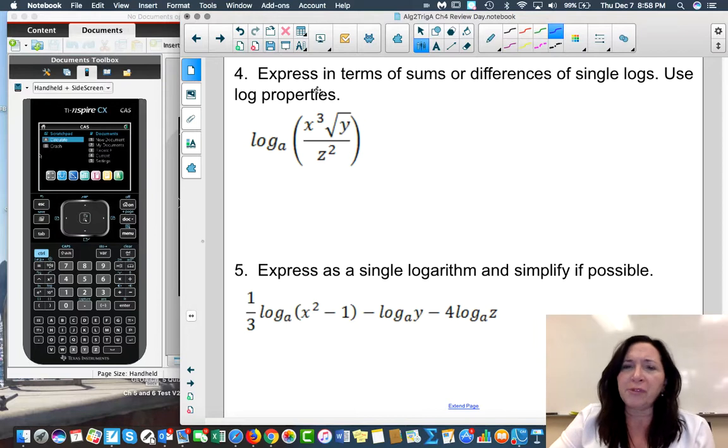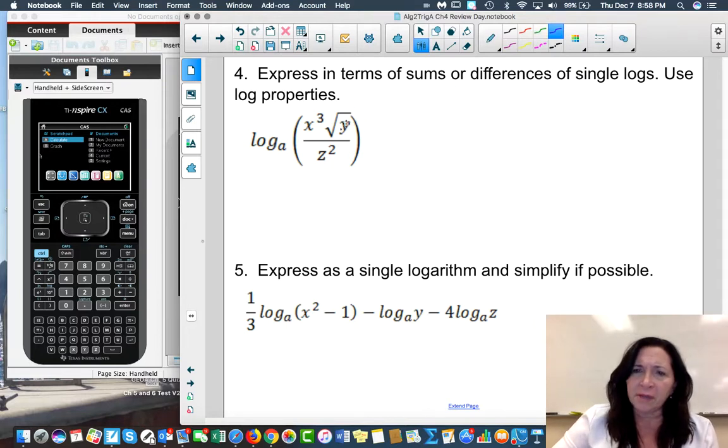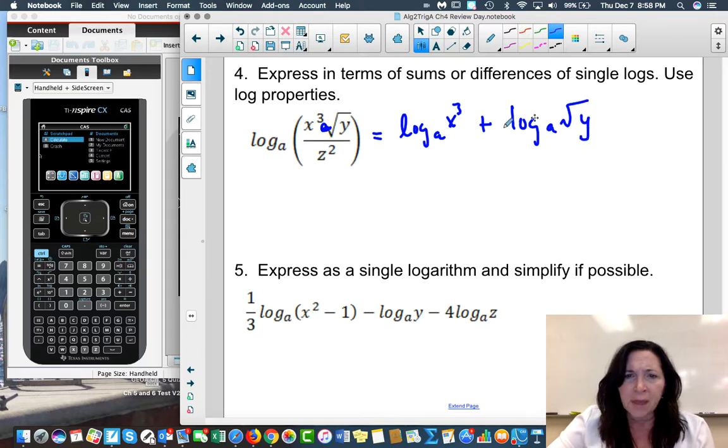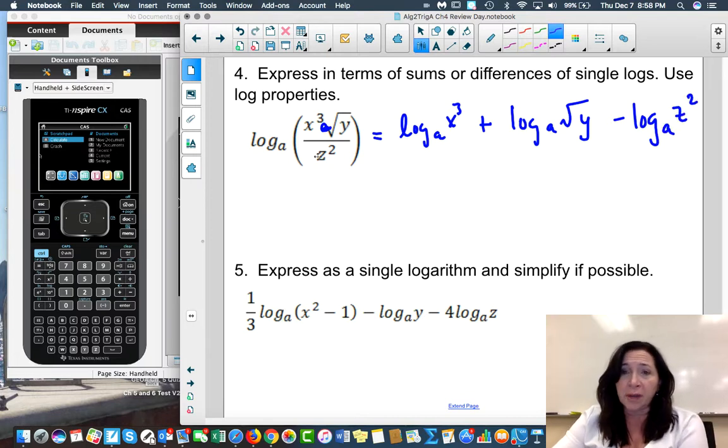Okay, expressed in terms of a sum or difference of a single log, or of single logs. So basically, we're going to expand that. So this is going to be log base A of x cubed, plus, because multiplication means plus, see the big times there, log base A of the square root of y, and minus log base A of z squared. And of course, I do need to simplify that a little bit.